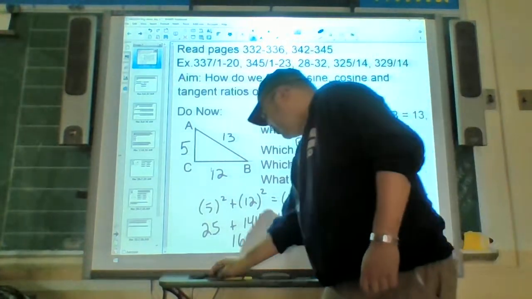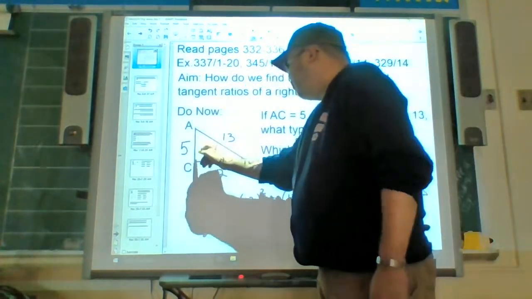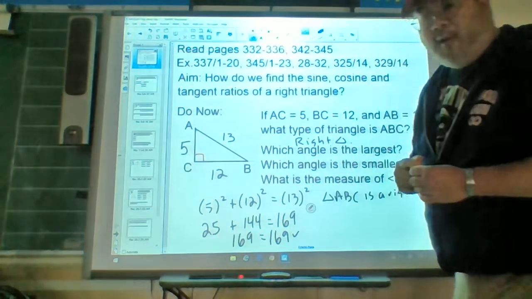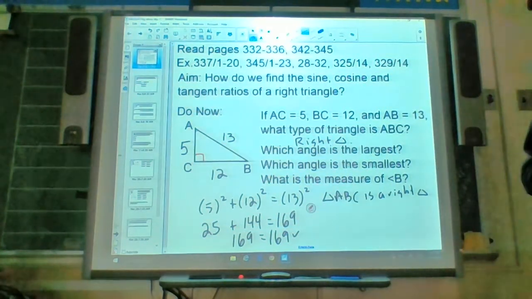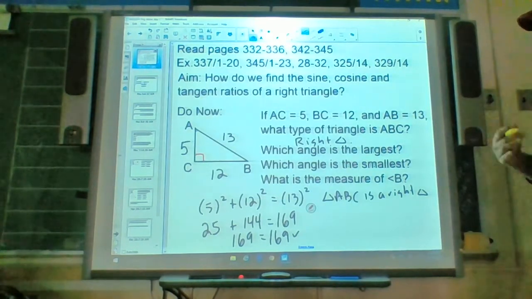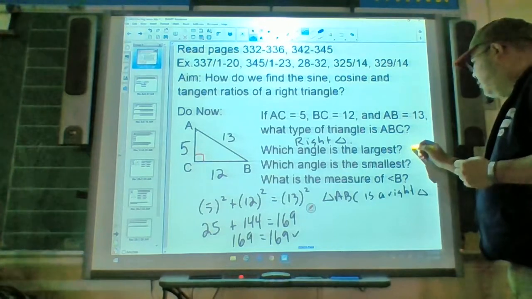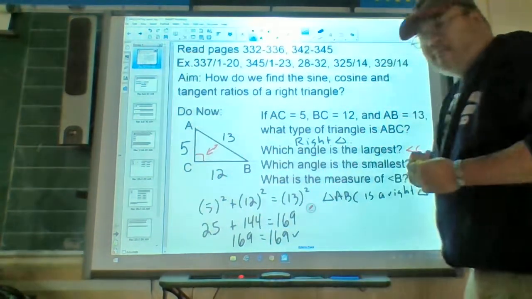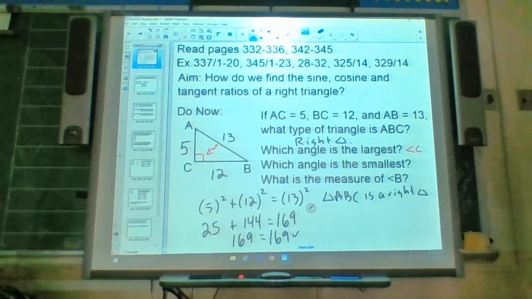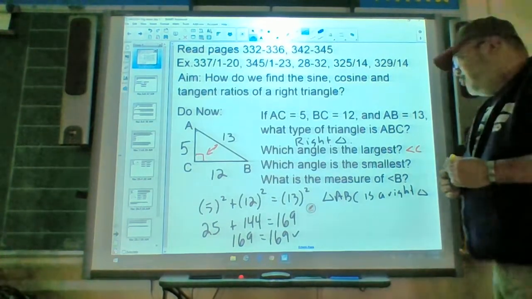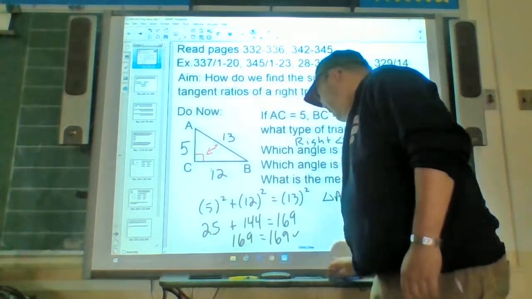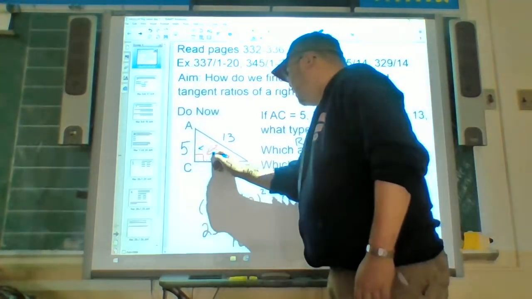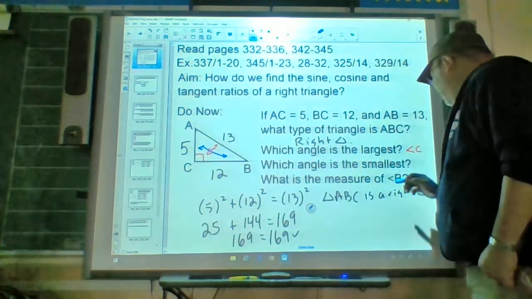In this case, our right angle looks like it'll be right here. And the largest angle in any triangle will always be opposite the longest side. We see the longest side is AB, and therefore the largest angle will be angle C, opposite the longest side. The smallest angle will be opposite the smallest side. Here, our smallest angle will be angle B, because it is opposite the smallest side, 5.